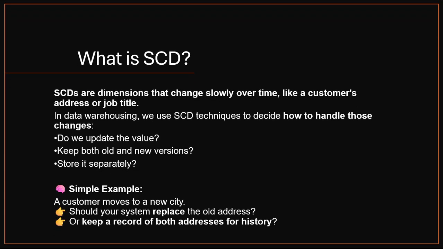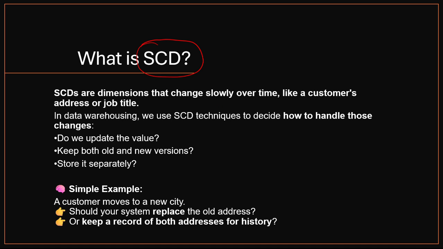So, what is a slowly changing dimension? This is a fancy term in data engineering. SCD means slowly changing dimension, or dimensions that change slowly over time, like a customer address or job title. We don't often change the address. Most people change the address once or twice or thrice in 4 to 5 years. That's why it's called a slowly changing dimension.